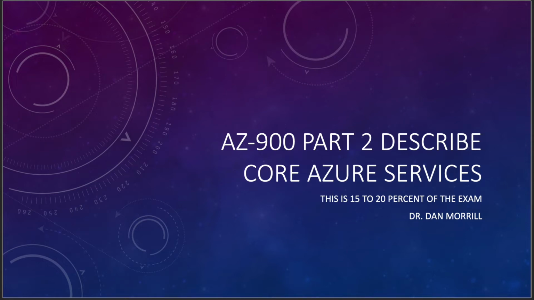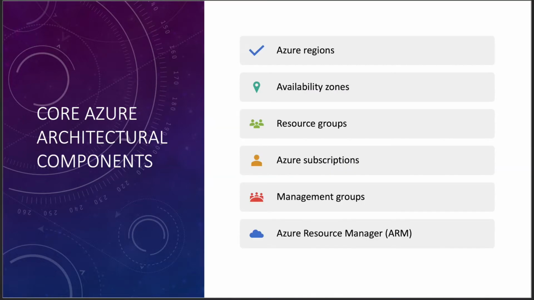Of Azure AZ-900. In this section we're going to talk about some Azure core services. This whole section, part two, is all about core services, and it's going to be 15 to 20% of the exam. So in this section, we're actually going to be talking about core architectural components. Those are regions, availability zones, resource groups, subscriptions, management groups, and Azure Resource Manager.